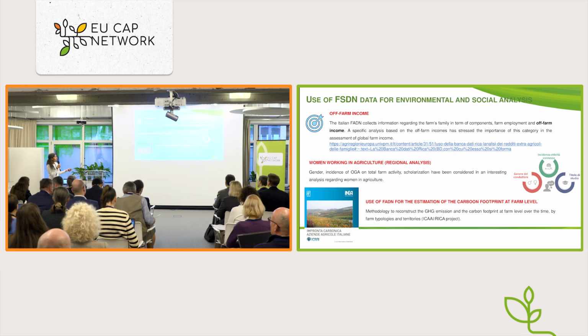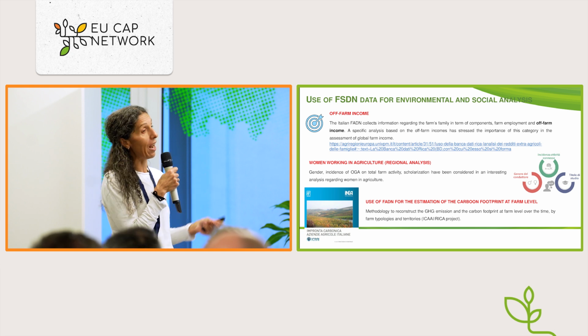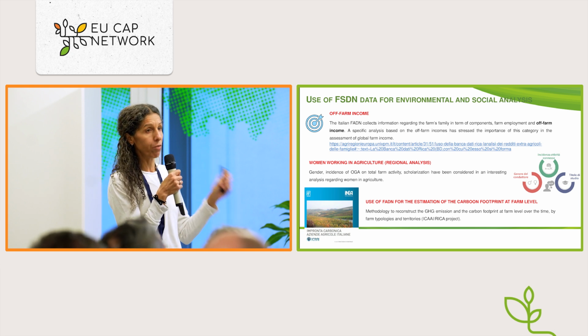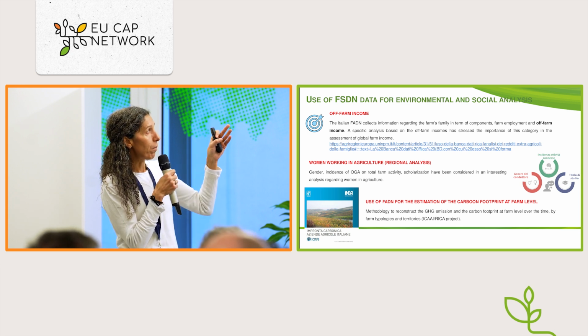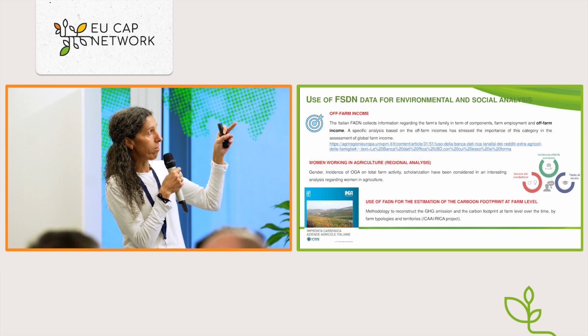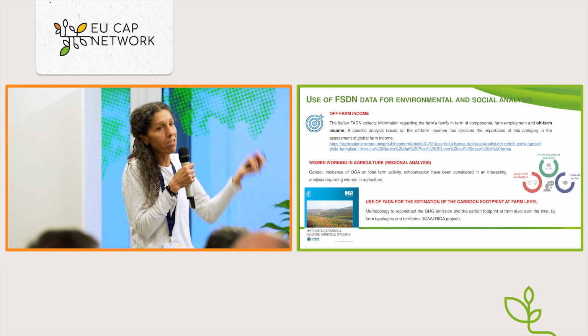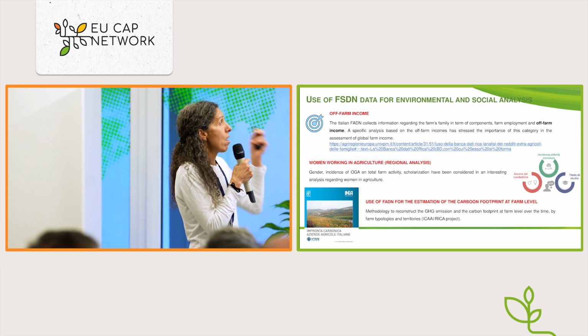Gender, the incidence of other gainful activities on total farm, the scholarization, and so on, have also been considered in another interesting analysis regarding women in agriculture. We work a lot in this field, women in agriculture, using FSDN data. This is an interesting analysis made in Lombardia, in the north of Italy, but it is an example of the use of this variable to perform this kind of analysis.